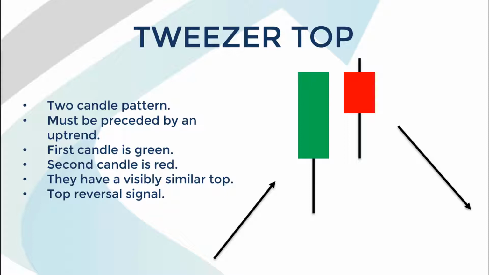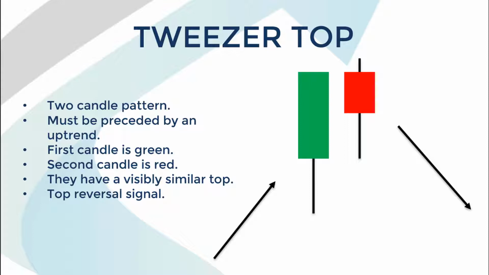The first candle is green, so it's an upward candle. The second candle is red, so it must be a downward candle. And they must also have a visibly similar top level. This is then a top reversal signal, which means that the expectation after this candle pattern is that the price will move downwards.